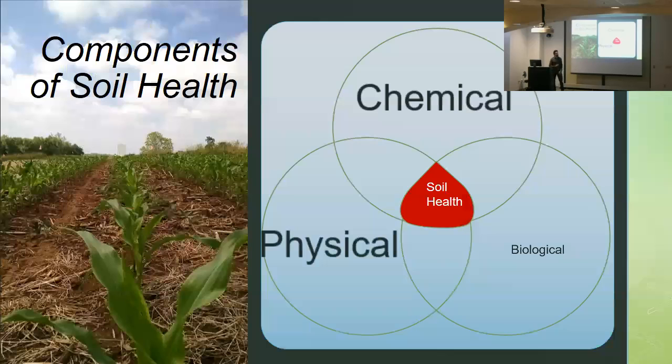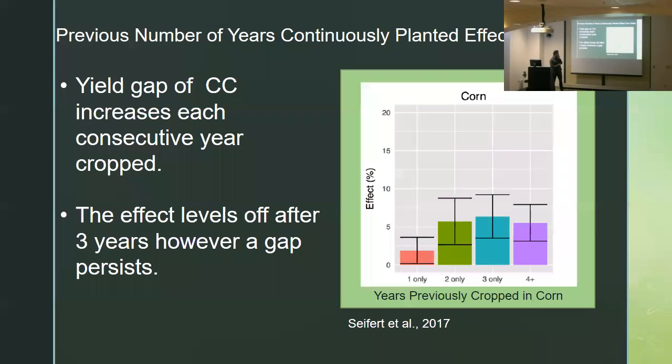and that is often not fully understood. Crop rotations do, compared to corn that is in monoculture, there's a yield gap.